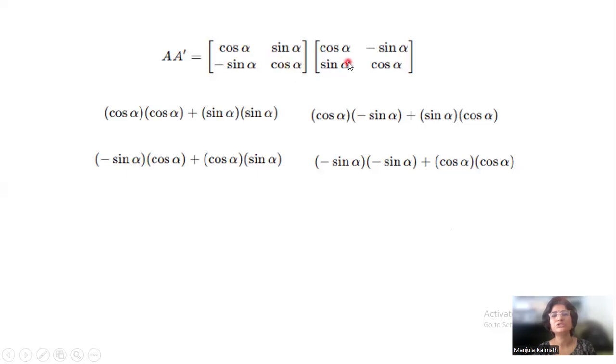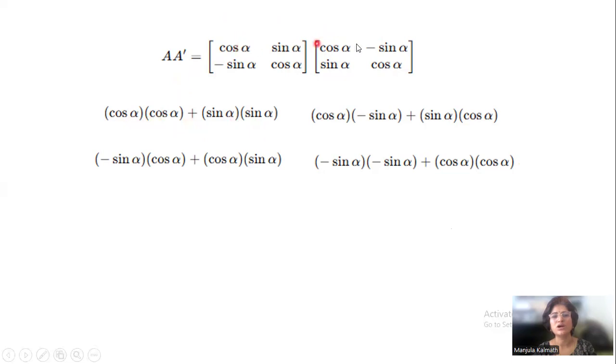That is the multiplication of two matrices, the first matrix row and second matrix column. So first row and column of the second matrix. Here we have cos theta into cos alpha, plus sin theta into sin alpha. So this one comes as cos square alpha plus sin square alpha.